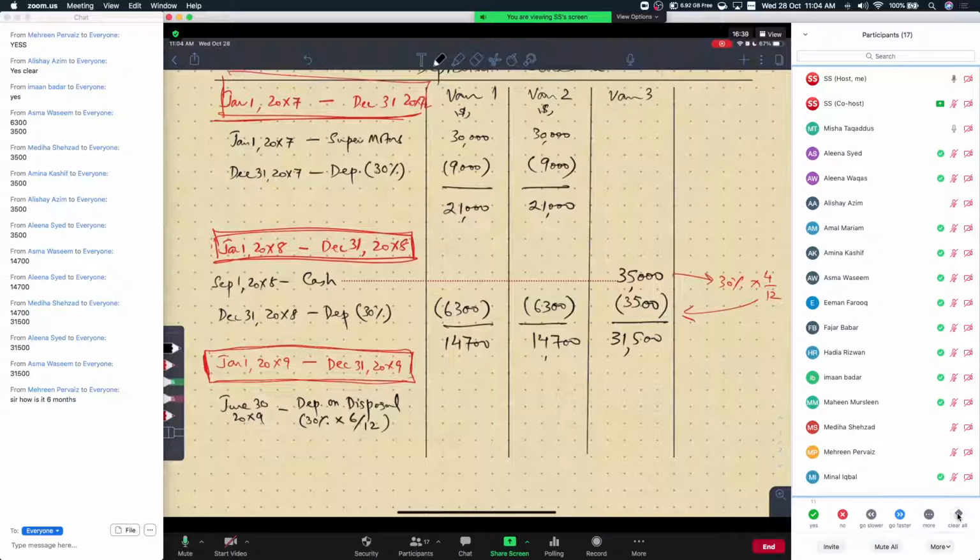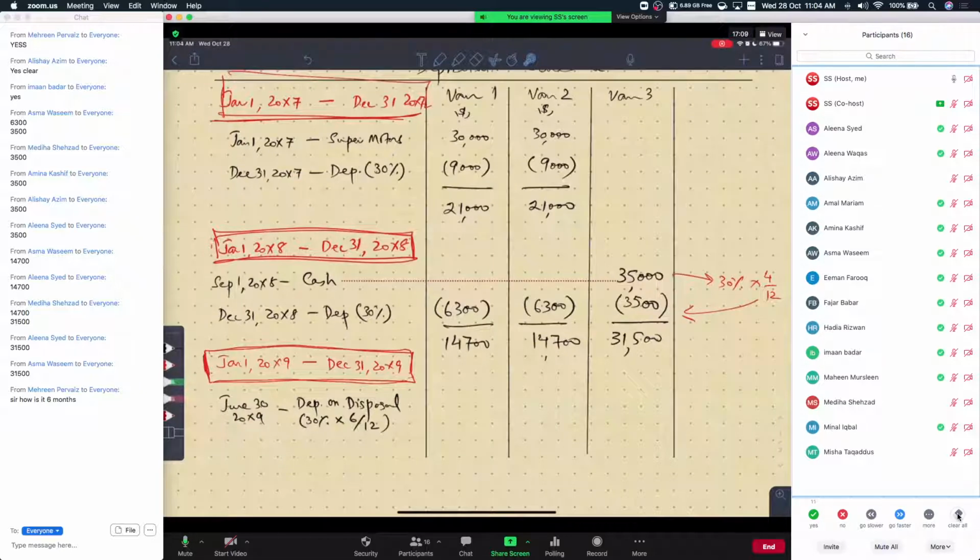Yes, exactly. It's the same reason why we charged 4 months depreciation on this van, because this van was only used for 4 months before the end of the year, and this van is going to be depreciated for 6 months, because your current year starts on 1st of January and on 30th of June you are selling this van. So that means you used this van for 6 months before it was sold. That is why you're going to create a 6 months depreciation charge over here.